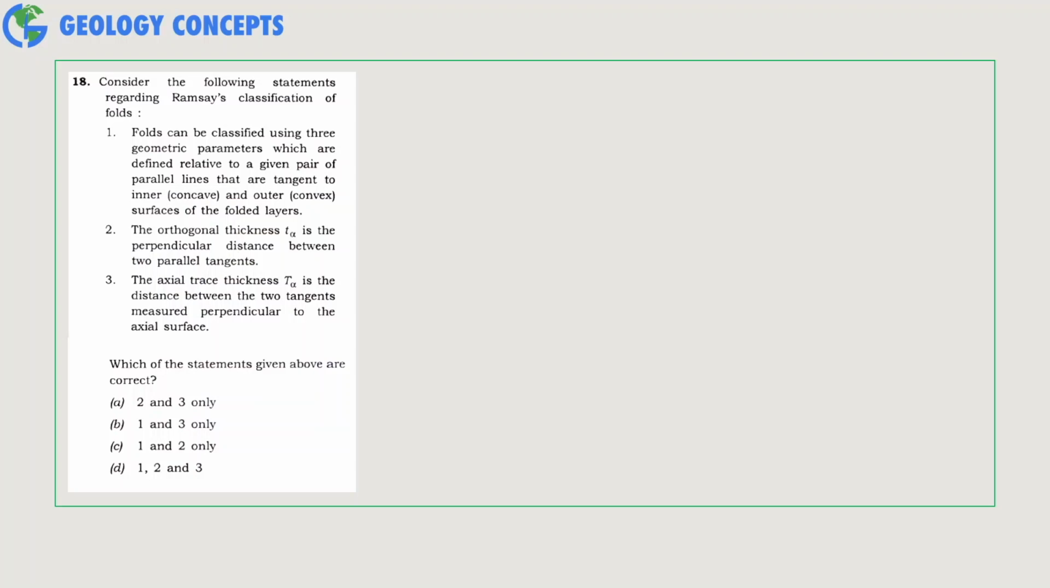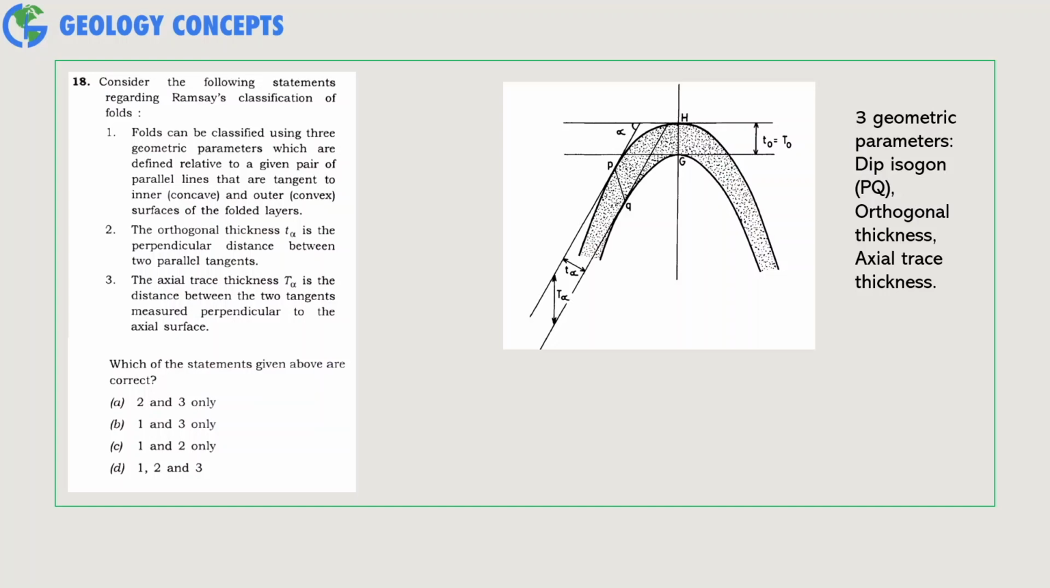Next question asks, consider the following statement regarding Ramsey's classification of folds. Folds can be classified using three geometric parameters which are defined relative to a given pair of parallel lines that are tangent to inner, that is concave, and outer, that is convex surfaces of the folded layers. The orthogonal thickness, small t alpha, is the perpendicular distance between two parallel tangents. The axial trace thickness, T alpha, is the distance between the two tangents measured perpendicular to the axial surface. Okay, so let's refer to the figure first.